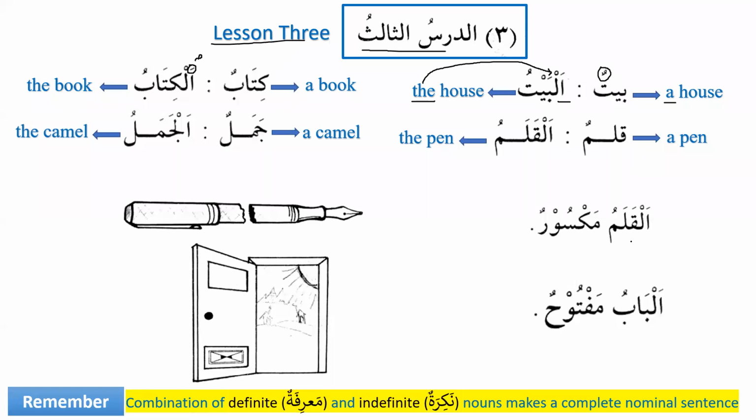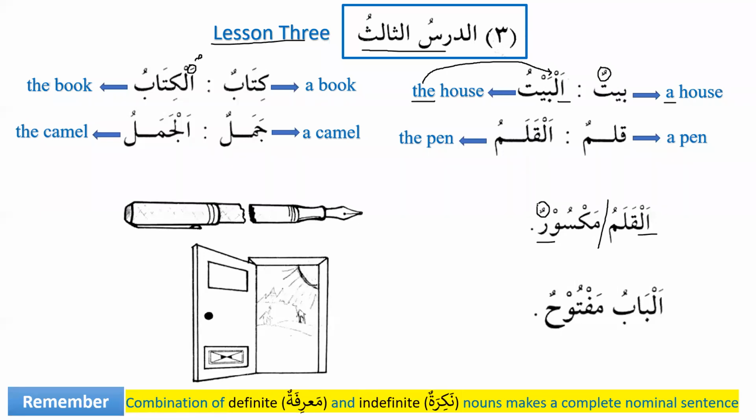Now, what do we have? We have al-qalamu maksurun. So we have a combination of two nouns. What kind of nouns are those? Are both of them proper nouns or common nouns, definite or indefinite, or is there any difference? We can see that the first one is a definite noun because it has al with it. And the second one is indefinite. It's a common noun because it does not have al and it ends with tanween.